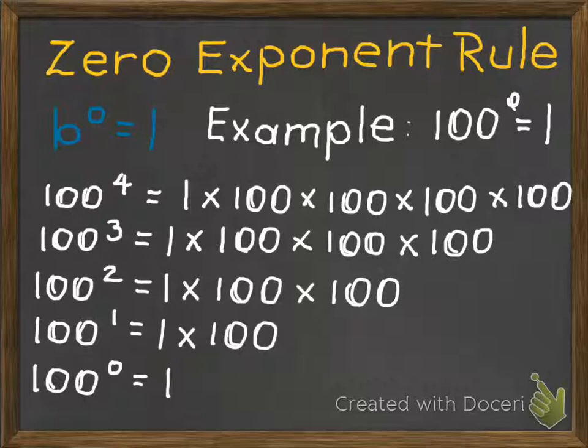Let's list all the factors. Well, 1 is always a factor because 1 is the identity for multiplication. And the 4 means that 100 is a repeated factor 4 times, that the base 100 is a repeated factor 4 times. So we have 1 times 100 times 100 times 100 times 100.